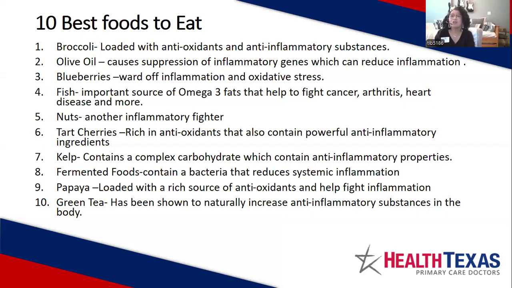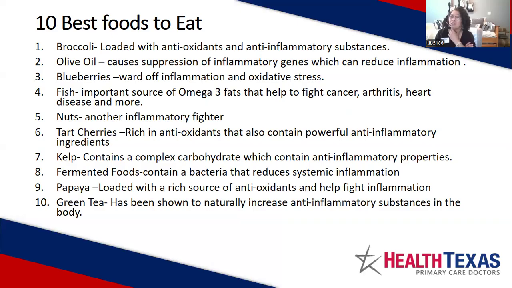Olive oil causes suppression of the inflammatory genes, which then again can help to reduce the inflammation. Blueberries ward off inflammation and oxidative stress. Fish is an important source of our omega-3 fats, and those help to fight cancer, arthritis, heart disease, and even more. Nuts have an anti-inflammatory process that helps us to fight off the inflammation.